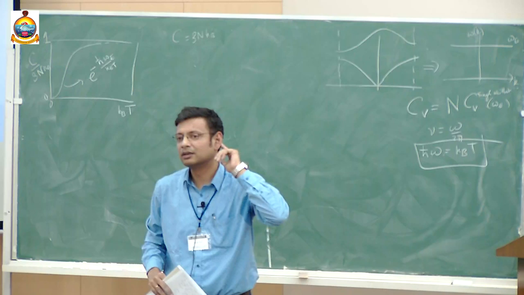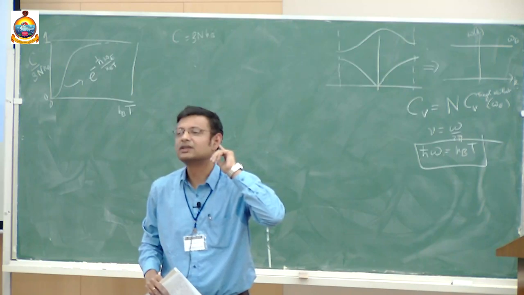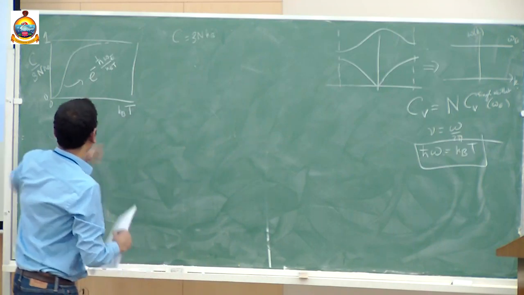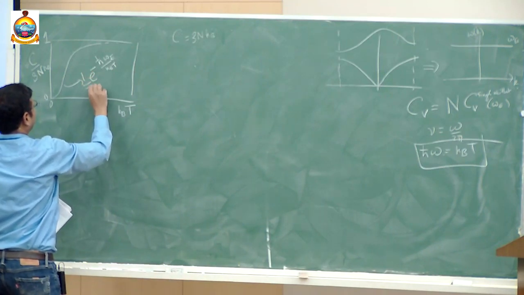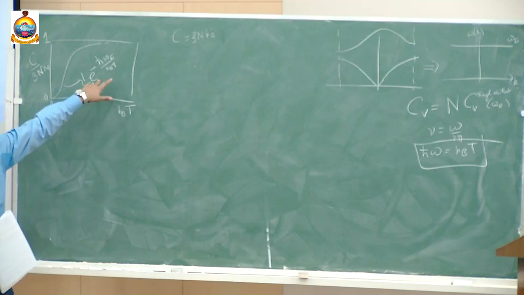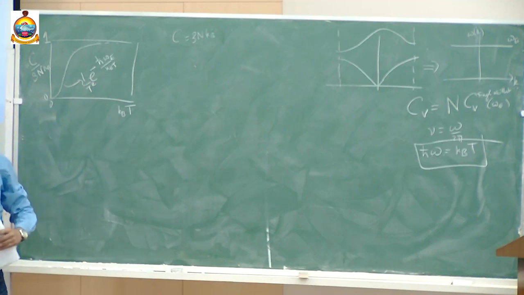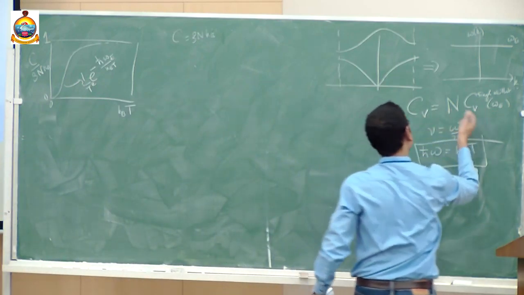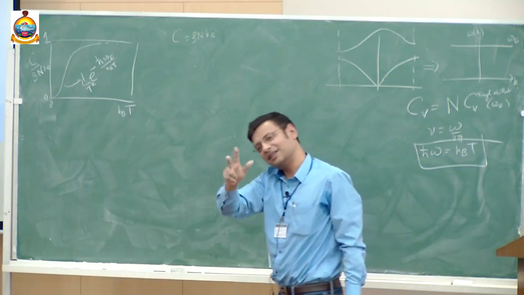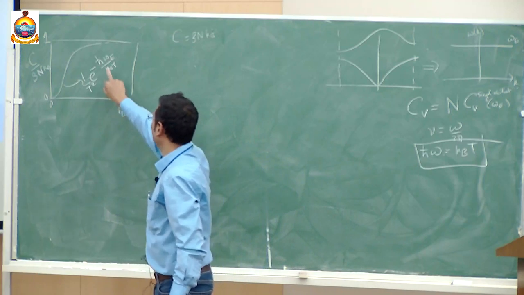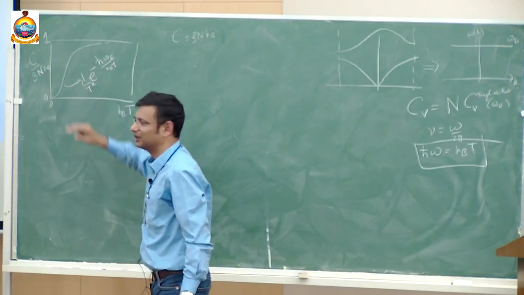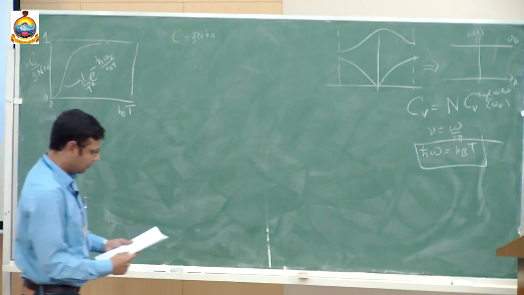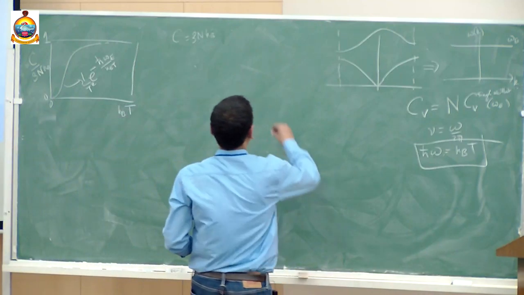Where? Which C? Oh, here. Uh-huh, of course. You're absolutely correct. That is there. But you see, this is an exponential factor. This is the dominant piece. Yeah, whatever is your answer here, you just multiply by N, and in Einstein theory, you'll just get that. But the dominant piece is still exponential. You're correct. There's a 1 by T square. Okay, so now we move to the improved model of Debye.